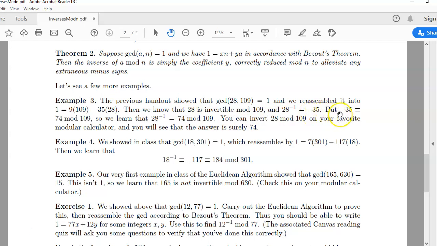But what's negative 35 mod 109? We'll just do it on your calculator: it's 74. So now you know the inverse. The inverse of 28 is 74 when you work mod 109. Check it on your calculator. You'll see that it's right.